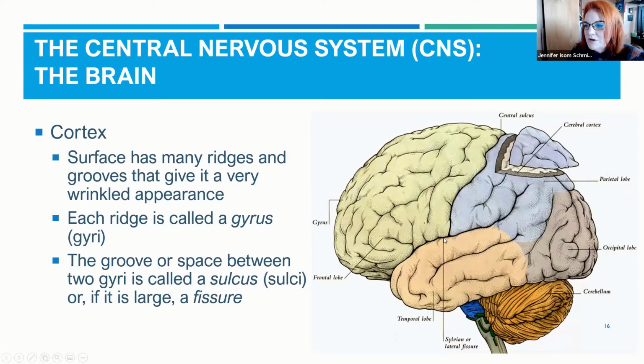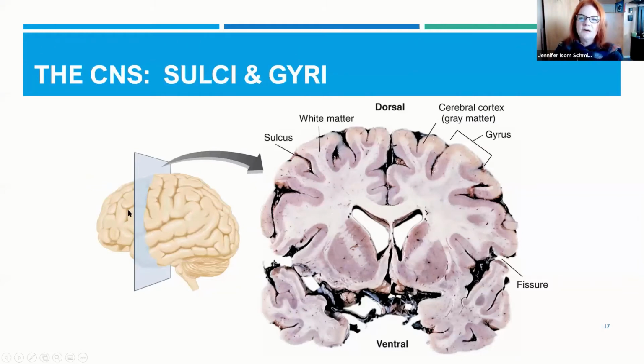These two sulci, fissure in one case, are really important because they help us establish where different lobes in the brain are. Okay, so we need to know where the central sulcus is. We also need to know where the lateral fissure is. Okay, those will become important when we talk about the lobes of the brain. Okay, let's go into a little bit more of the sulci and the gyri.